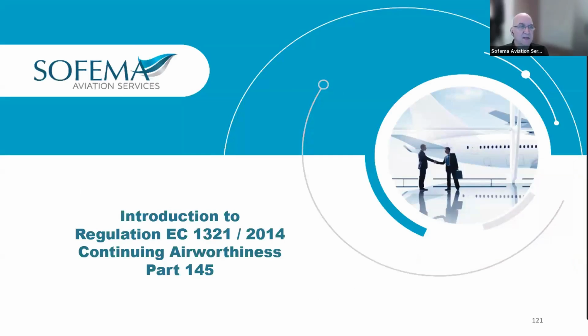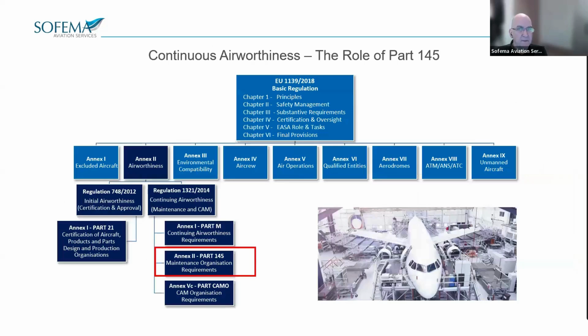The next subject is a look at Part 145, which is continuing airworthiness in a maintenance sense. The requirements for Part 145 are found in Annex 2 to Regulation 321/2014. There they are.